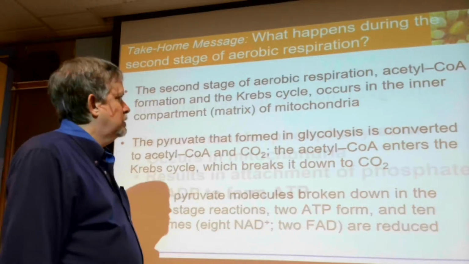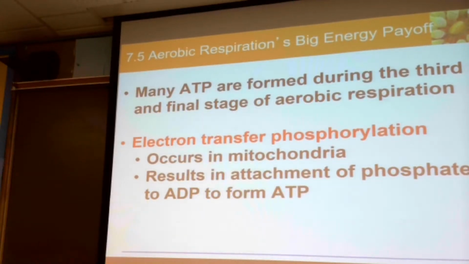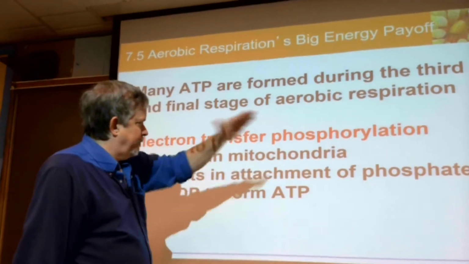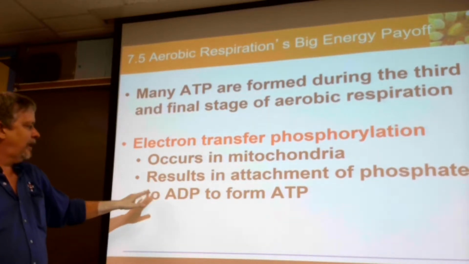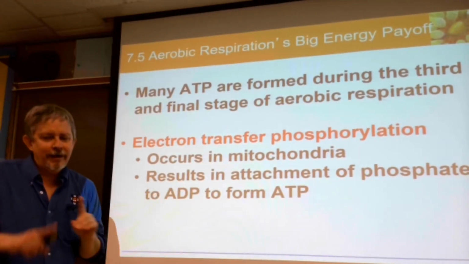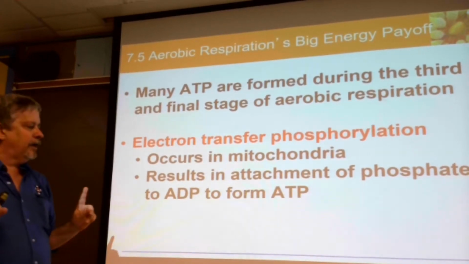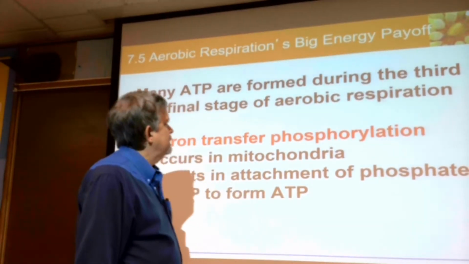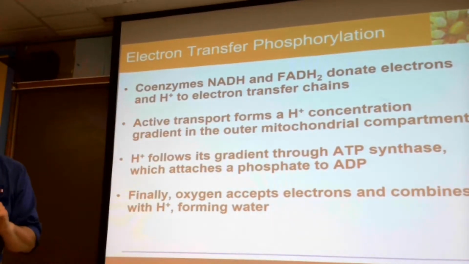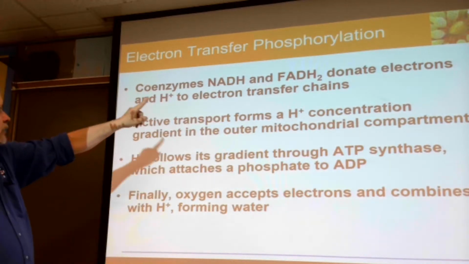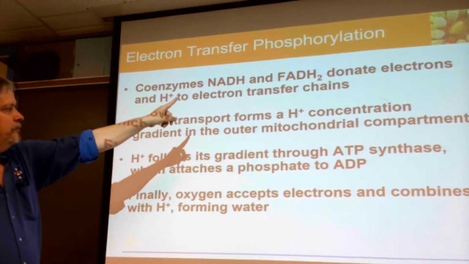10 coenzymes, 8 NAD and 2 FADH2, are reduced. All right, how about the big energy payoff? How many ATP are formed during the 3rd and final stage of aerobic respiration, the electron transfer phosphorylation? It occurs in the mitochondria, results in attachment of a phosphate to ADP to form ATP, and that's going to happen exactly the same way as it did in the light-dependent reaction, with the enzyme ATP synthase. So the coenzymes, NADH and FADH2, that were made in the Krebs cycle, donate electrons and hydrogen ions to the electron transfer chains.